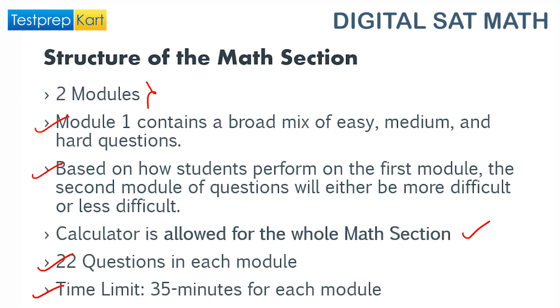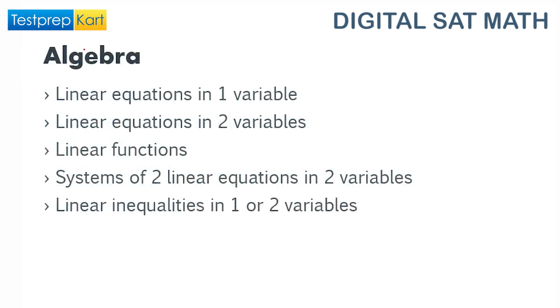Now, if we talk about what you're going to get in each module, in both modules the number of questions is the same. You will have 22 questions in each module. The time limit they have set is 35 minutes. Earlier there were 58 questions for which you used to get 80 minutes, but now they have limited it to 44 questions only, so you're getting 35 minutes per module, that is, 70 minutes overall. I hope you're clear with the structure.